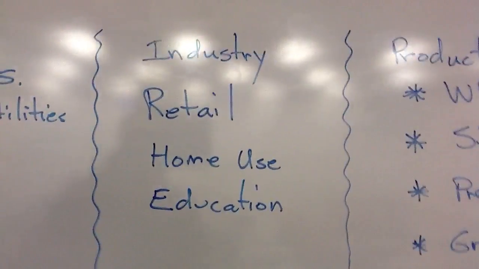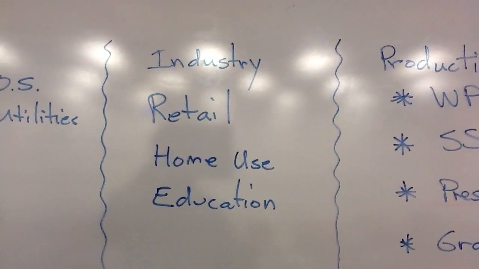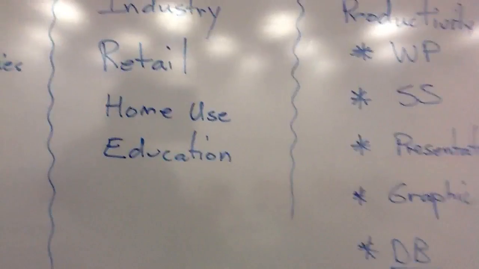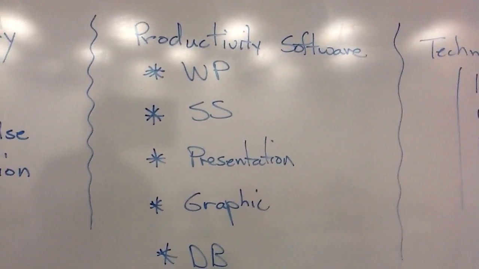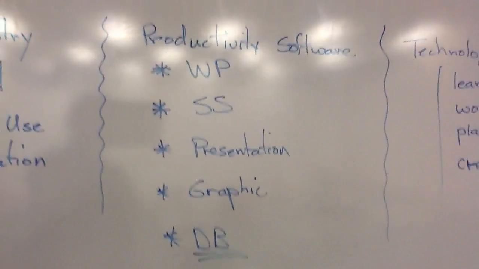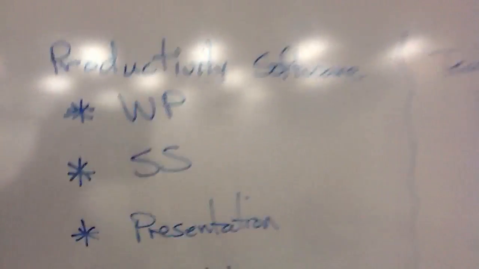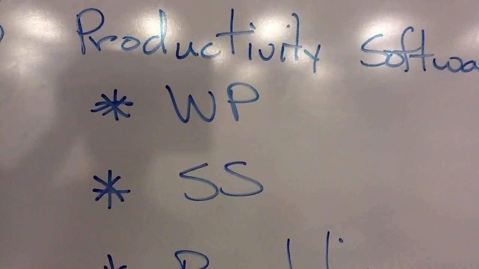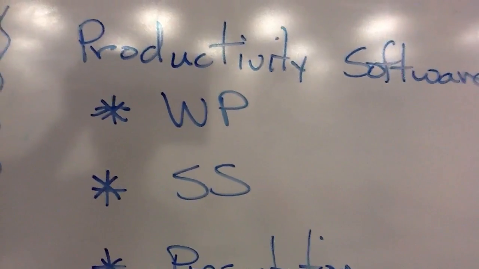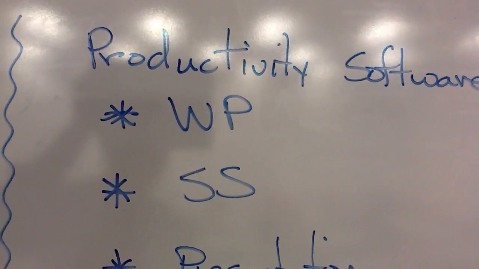In class, we talked about computers in industry, retail, home use, and education. And there are endless examples. We talked about productivity software, software that's designed to make us more productive in basic things we do, like word processing, managing text, and spreadsheets for doing what-if analysis on numbers like budgets and how much a house payment would be and so forth.